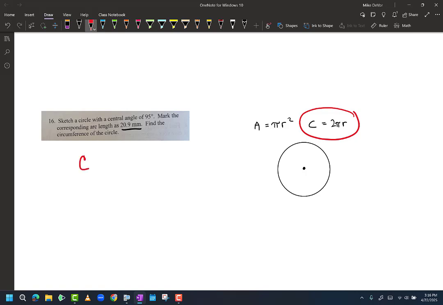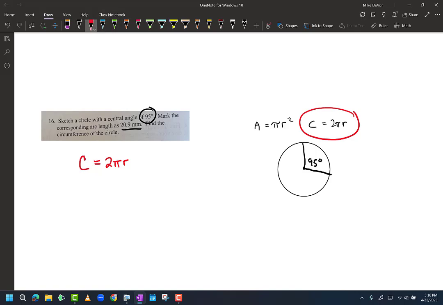So I'm just going to put this over here. Circumference is 2 pi r. Okay, all right. So let's go ahead and first draw the central angle. 95 degrees, right? If this was a right angle here, that'd be 90 degrees, but we're saying 95. So I'm going to make it a little bit more than that.